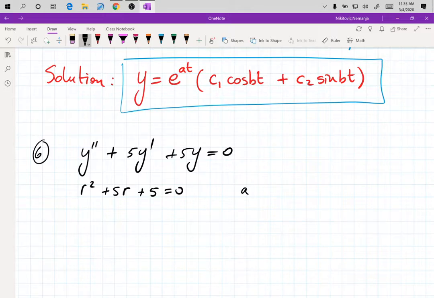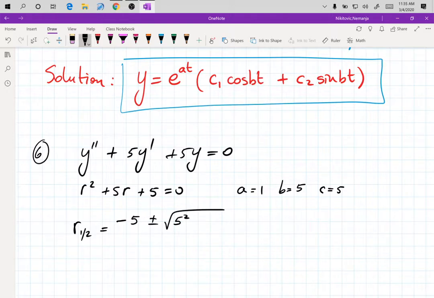From there we see that a equals 1, b equals 5 and c equals 5, but those are the a, b, and c for the quadratic formula. Those are not the a, b, and c for the solution. We need more letters, right? Because we are recycling. All right, so r1/2 is going to be negative b plus minus the square root of b squared minus 4 times a times c, divided by 2a.